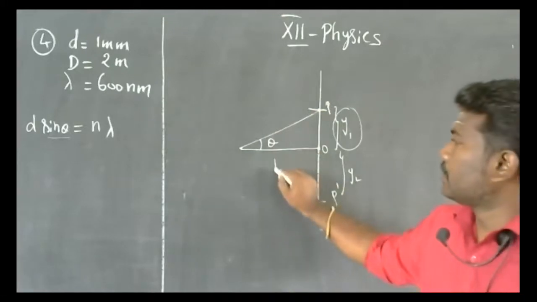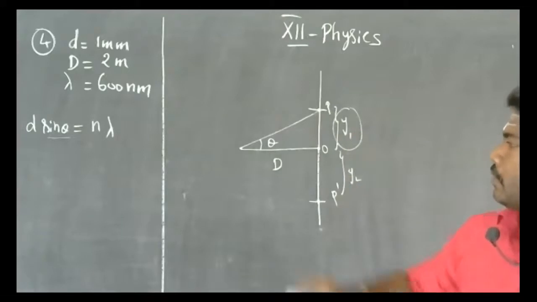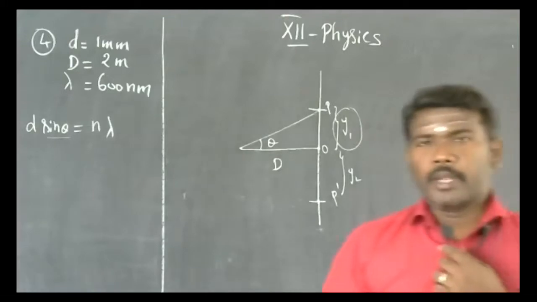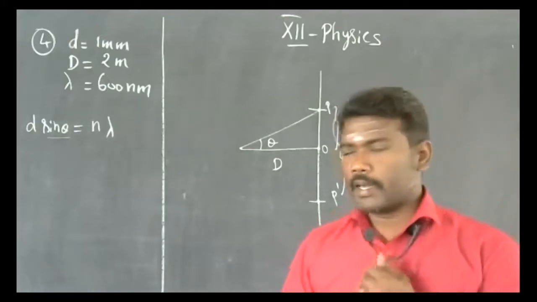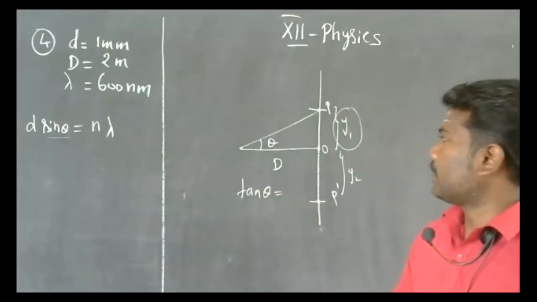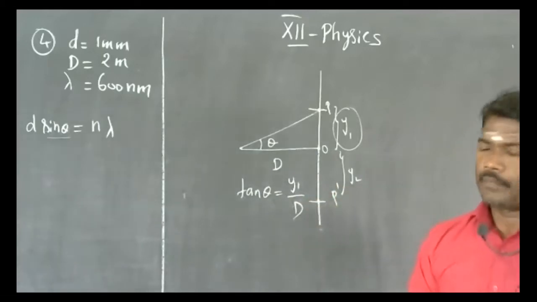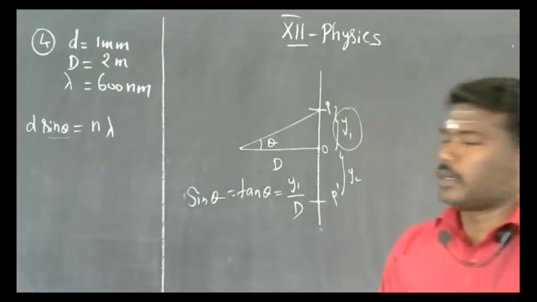From the diagram, this distance is nothing but D, and this is y1. So we apply the sin theta value for this diagram. If the theta value is very small, we can say that sin theta is equal to tan theta. So from the diagram, I am going to calculate first the tan theta. Tan theta is equal to y1 divided by D. For a small angle, we can take sin theta is equal to tan theta.